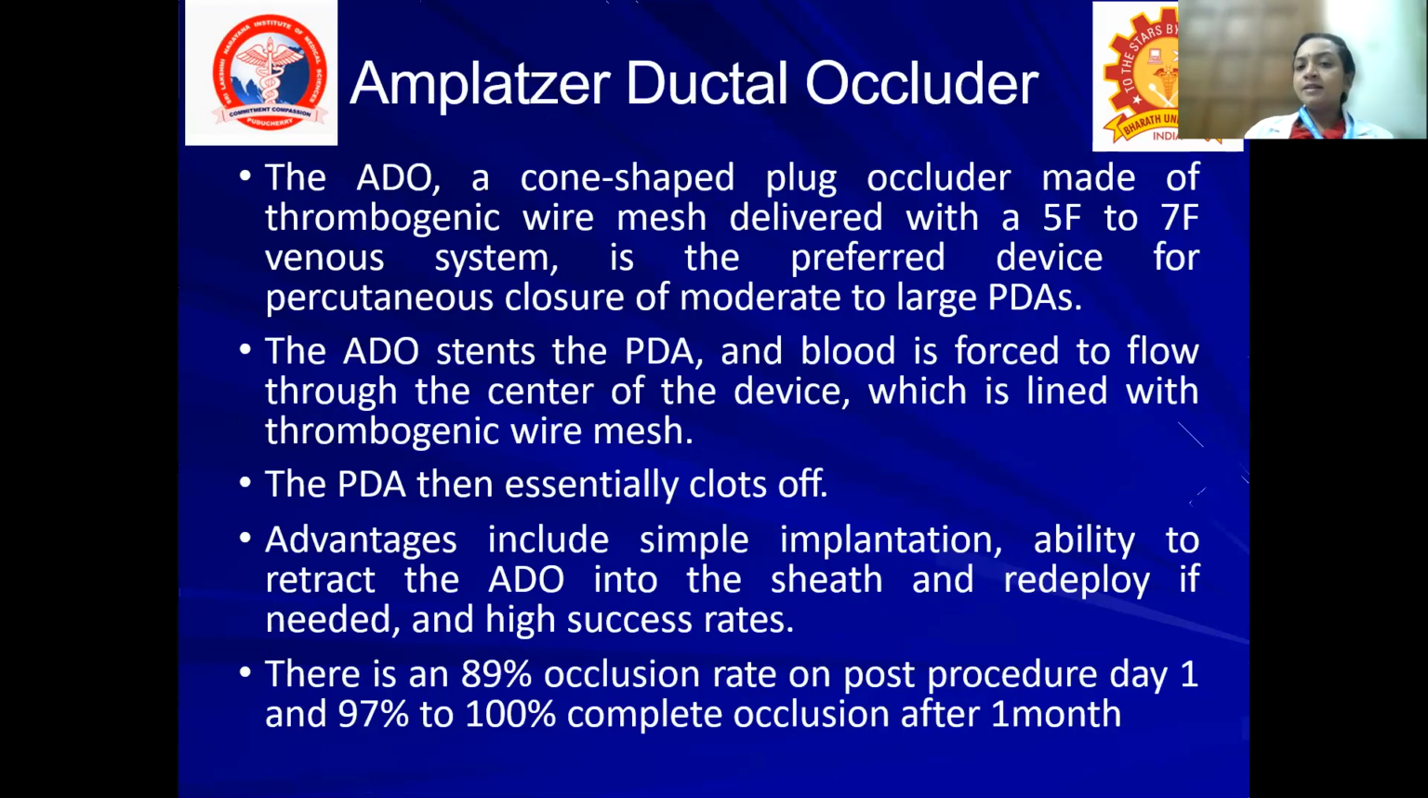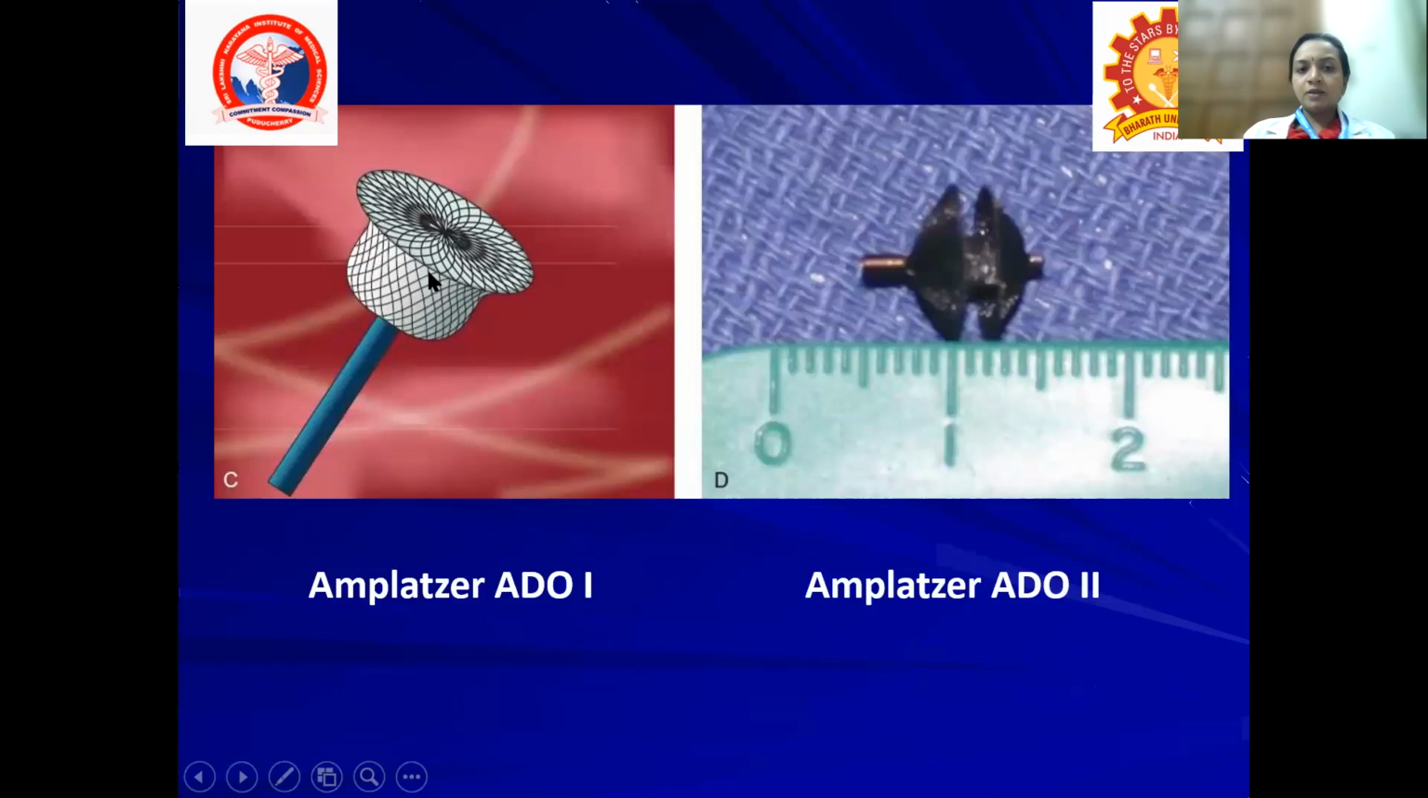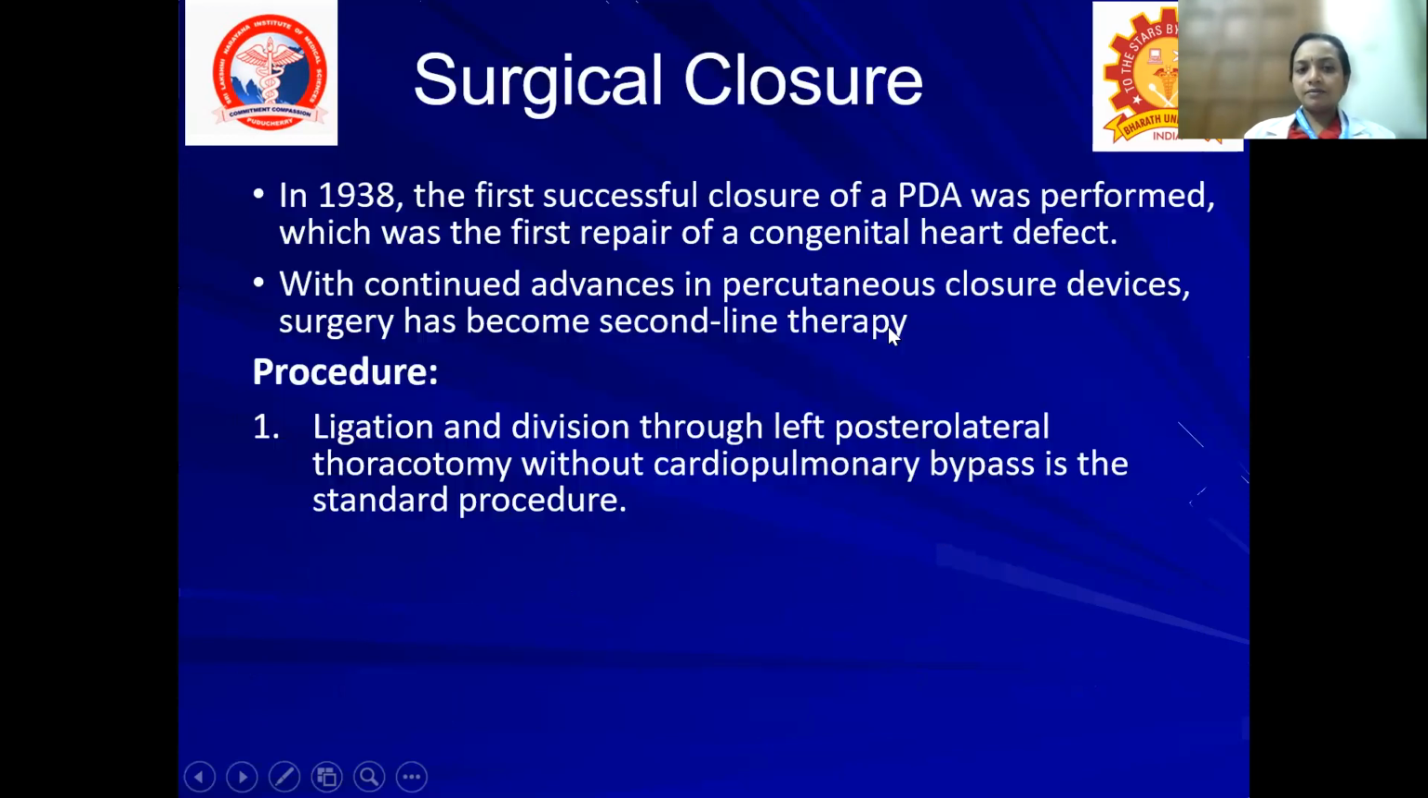We also have Amplatzer ductal occluders, which is a cone-shaped plug occluder with a thrombogenic wire mesh surrounding it, containing a thrombogenic substance. When the device is placed across the PDA, the blood is forced through the center of the device, which is lined by this thrombogenic wire mesh, and the PDA then initially clots off. There is an 89% occlusion rate on post-procedure day 1 and around 97% to 100% complete occlusion after 1 month. This is the Amplatzer with the mesh with the thrombogenic material.